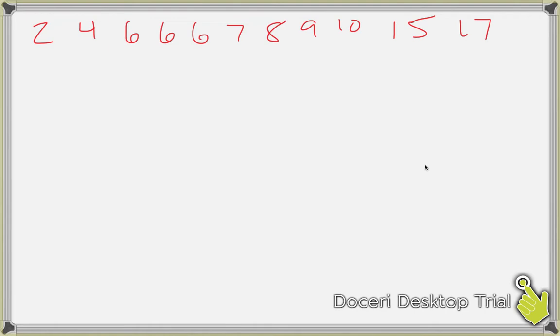I'm going to find my 5-number summary. So first thing I got to do is I got to find the median. Since there are 11 numbers, I know I got 5 on each side. My median is going to be that middle number. 7 is the middle number. I got 5 on either side. So that's my median right there.